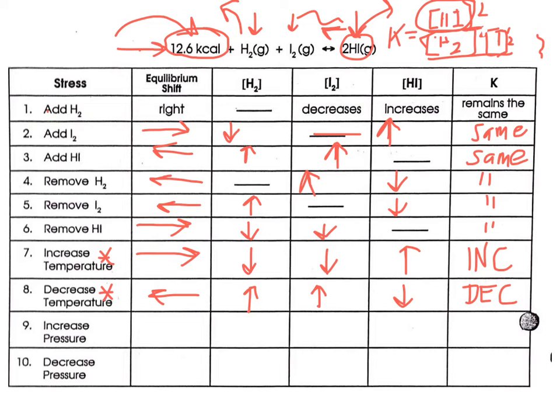And if I increase the pressure, in this case, we have 2 moles of gas on each side. So the system has nowhere to shift to, so it's going to stay the same. The same thing if you decrease the pressure. Both sides have 2 moles of gas, so it will also stay the same. So in this case, these will all be the same.